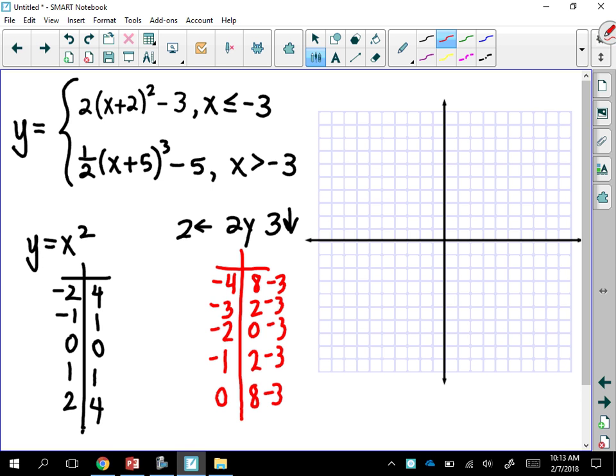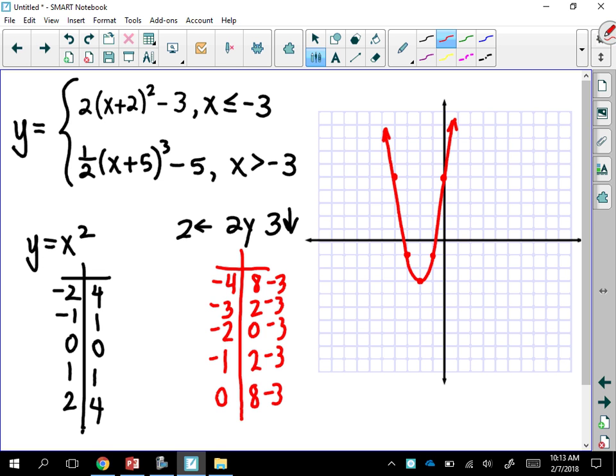So I'll have -4, 5. I'll have -3, -1. I'll have -2, -3. I'll have -1, -1. And I'll have 0, 5. So here would be the entire parabola.